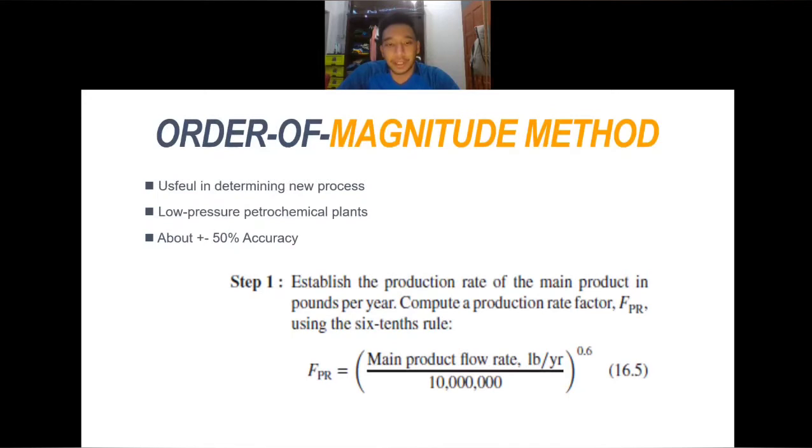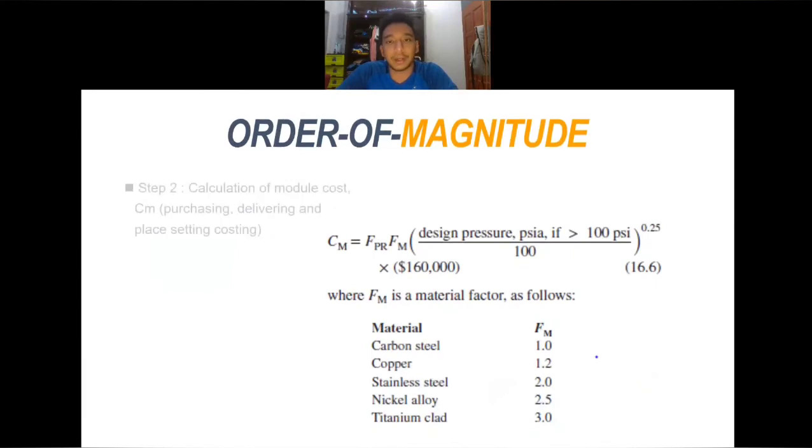In step one, we establish the production rate of the main product and we calculate the production rate factor by using equation 16.5 in the textbook. So this is the equation. FPR equals the main product flow rate in pounds per year over 10 million, to the power of 0.6. So next, order of magnitude.